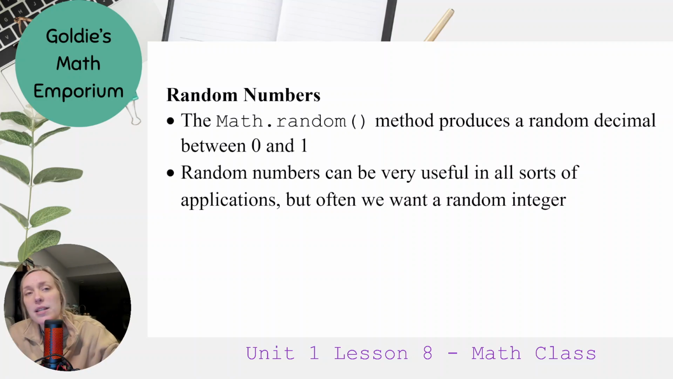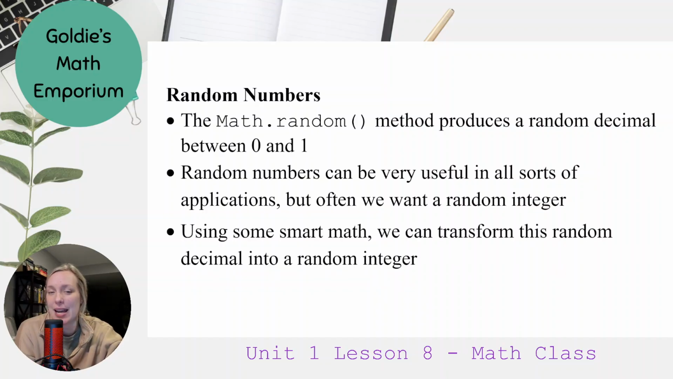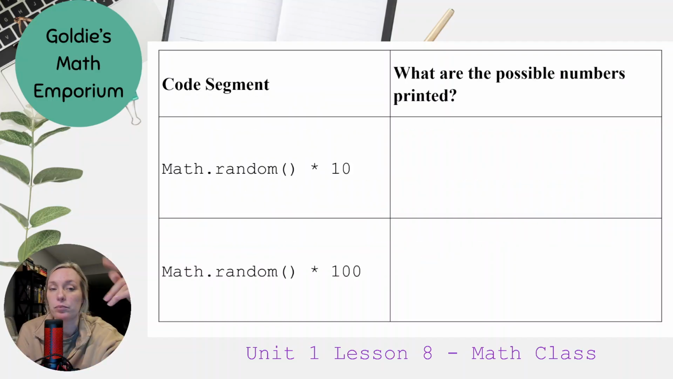But most of the time when we write those programs, we're actually interested in a random integer, not a random decimal. So what do I do in that case? Well, we use smart math. We use some smart math expressions in Java, and we can transform this random decimal into a random integer. So I'm going to build up to it and show you what it looks like.